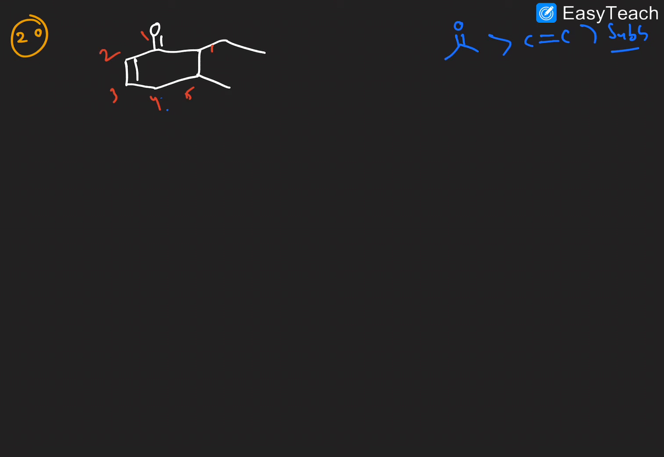So here the numbering starts from here: 1, 2, 3, 4, 5, 6. Okay, now the numbering is complete. Next, we write the secondary prefix name. So what is the name of this compound? In alphabetical order, at the sixth place ethyl is there, so 6-ethyl, and at the fifth place 5-methyl, and then this is a cyclic compound, so cyclo, hex, and a double bond is present.